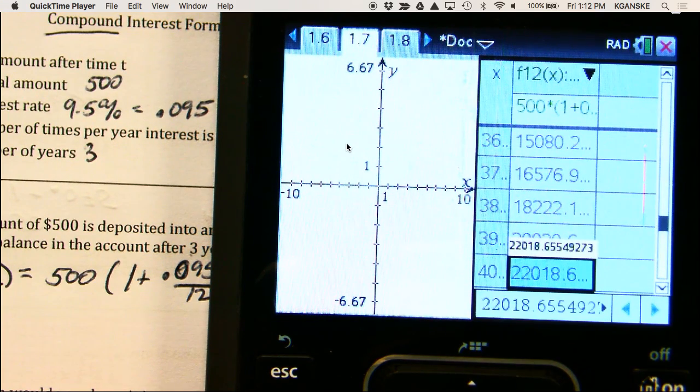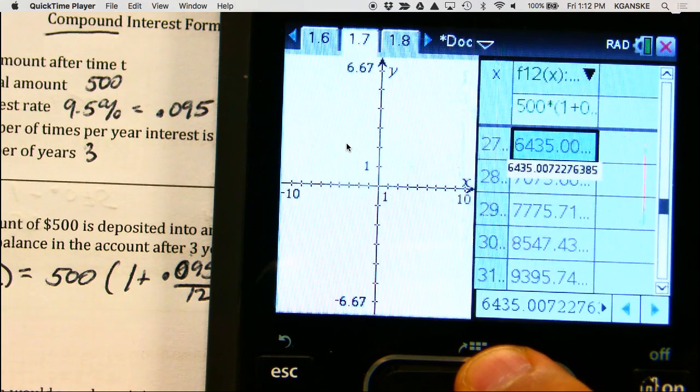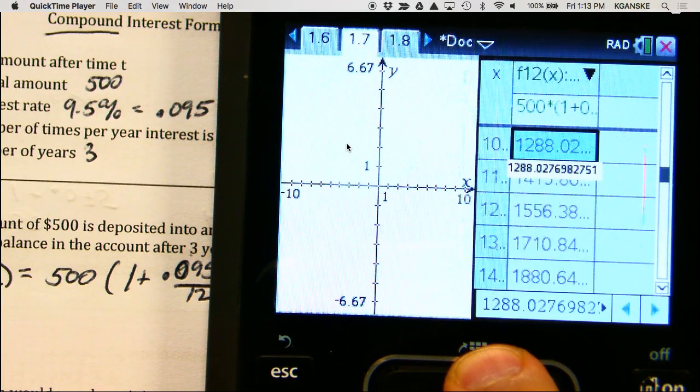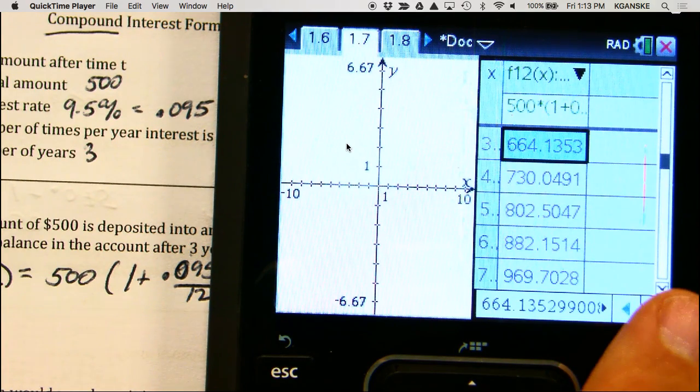Because you keep doubling basically every how many years? If it's 9.5, about how many years is it going to double after? What's the magic number? 70, right? So it's going to be about every 7 years and 2 months or something like that, right? That's how it's going to double. Okay, so you can just get this answer straight off the table though when it was to 3. Okay, so 664.14.